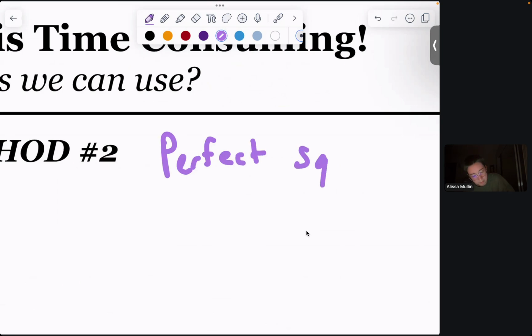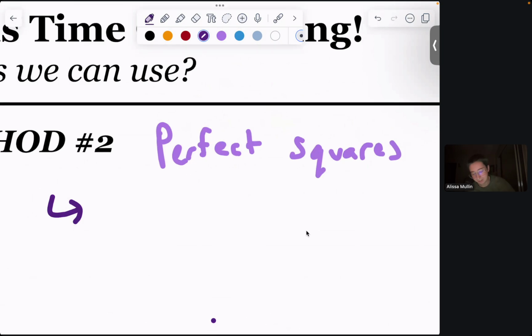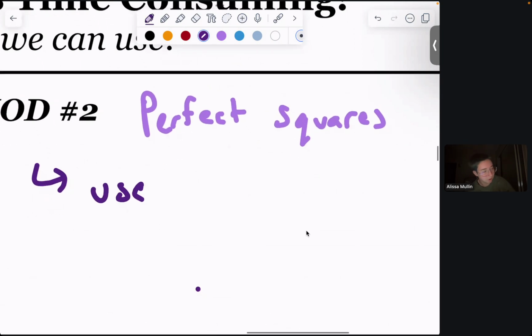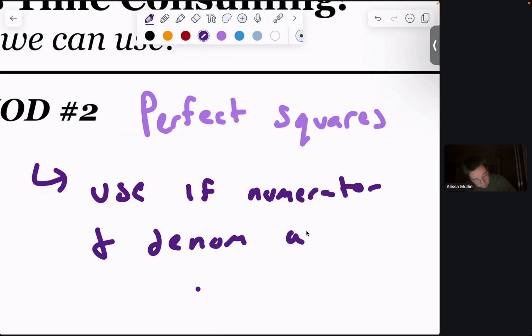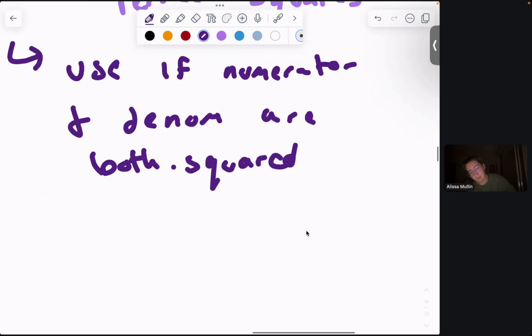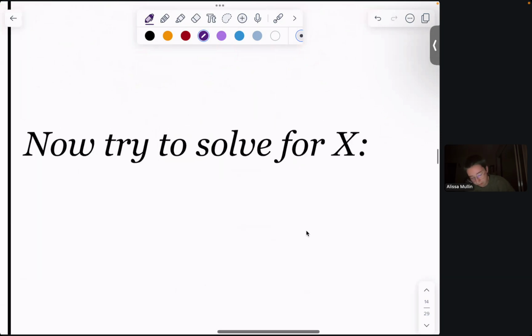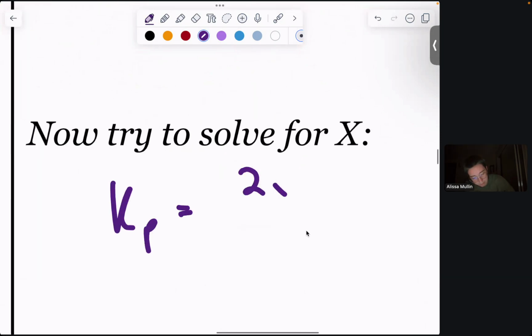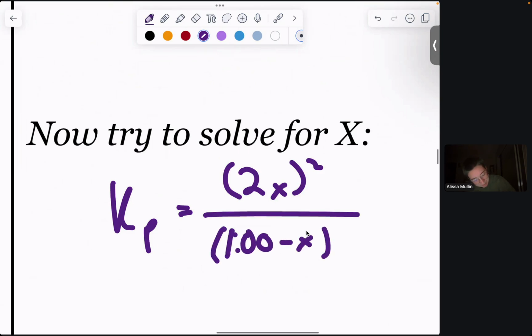So that'll be the case sometimes. Hopefully that sounds familiar from factoring. I don't even know when you learned that in math. It has been too long. But what that means is that you have a thing in the numerator and in the denominator that are both squared. So like looking back at that expression we just wrote, right? We did K is equal to 2x squared over 1 minus x times 1 minus x.